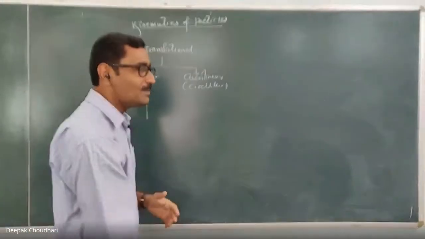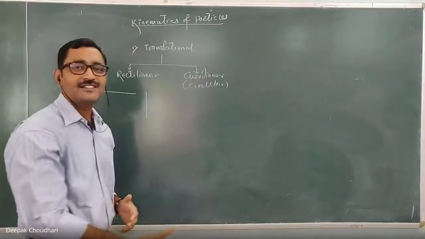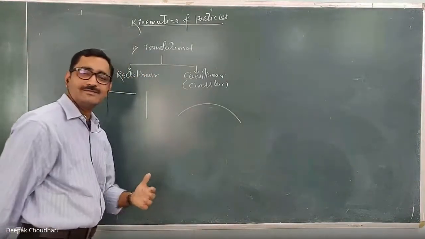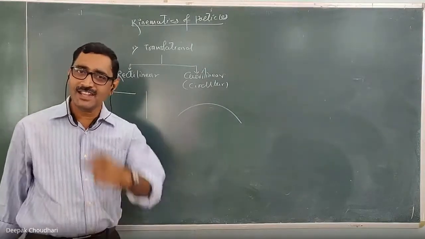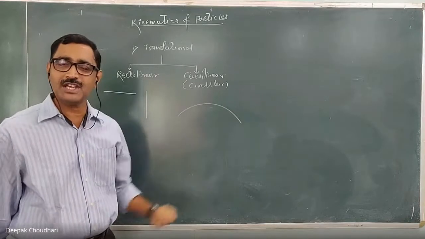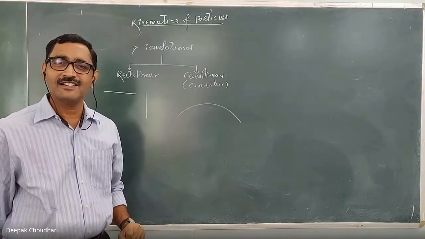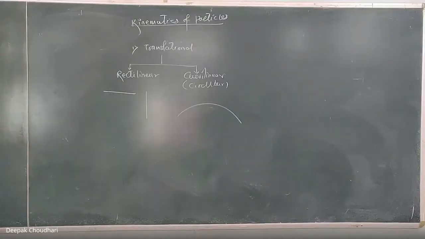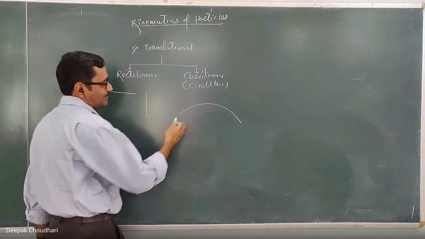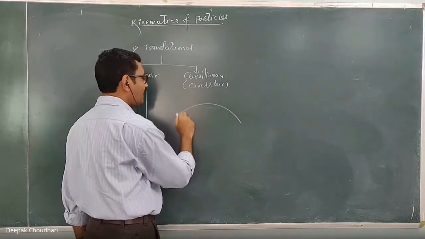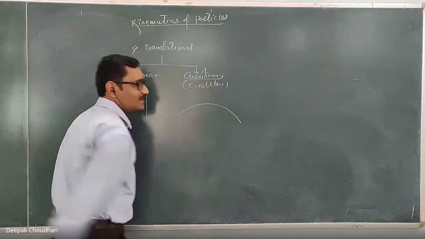Whereas when I throw the particle with some inclination, that is projectile motion. That projectile motion is a curvilinear motion. Can anybody unmute and tell me what is the path traced by the projectile? Which type of curve does it plot? Parabolic. It is a parabola. For any other particle, it may be any curve. But when the particle moves along a curved path, the motion is known as curvilinear motion.